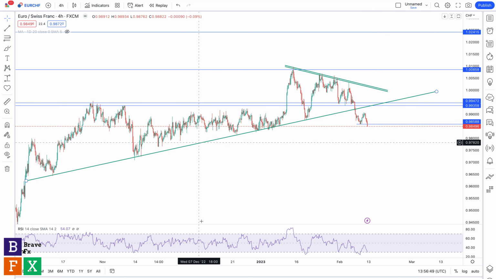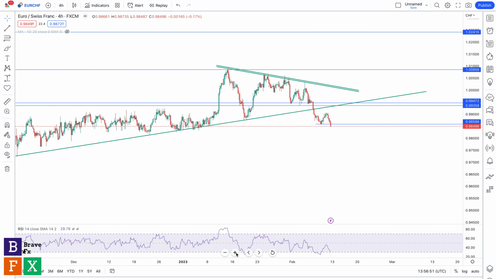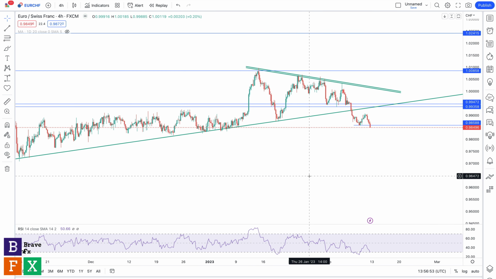So right now, I think when the market opens, I might just go short on this, because this is a 4-hour chart and we are currently trading around the lows of this price level.